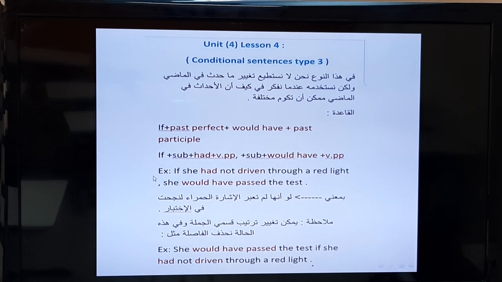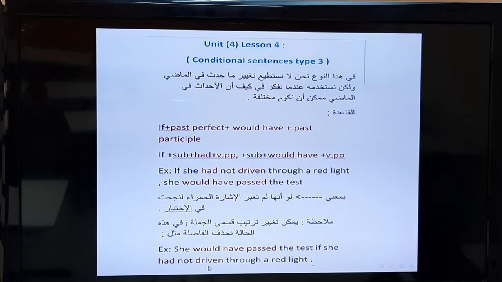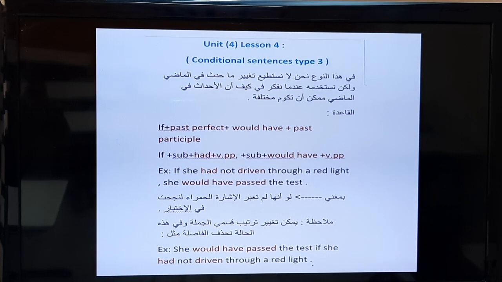Example: if she had not driven through a red light, comma, she would have passed the test. Okay, you have a meaning here. Another example: you can change the order of the 2 parts of the sentence. She would have passed the test if she had not driven through a red light. When if comes in the middle of the sentence, we don't need the comma, okay?